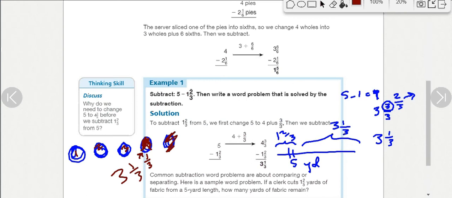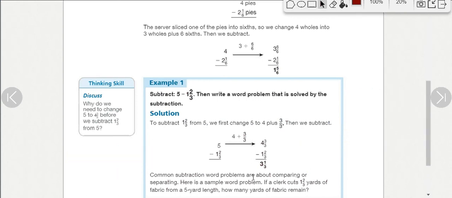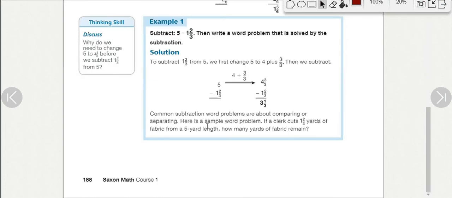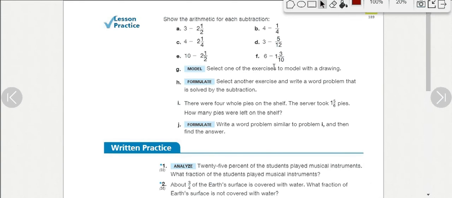So if this was a problem on the homework, you would just write a word problem like this one: the store owner owned 5 pies and sold 1 2/3 that day, leaving him with how many pies left? 3 1/3.